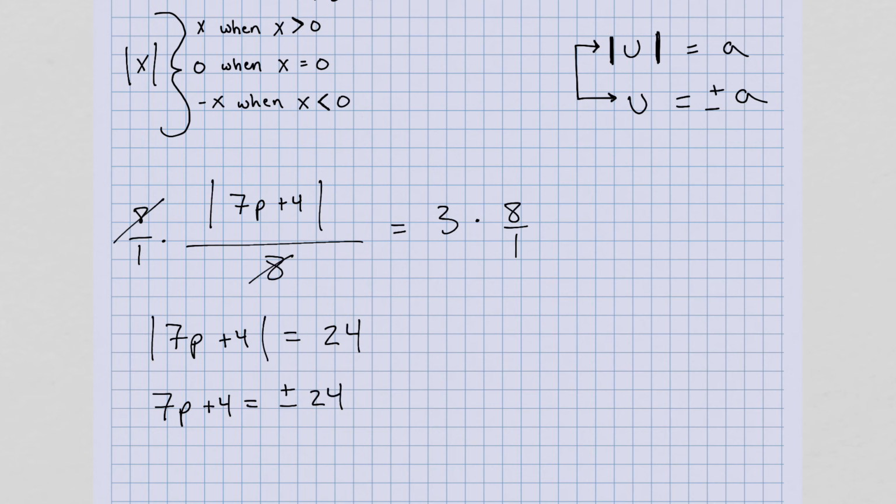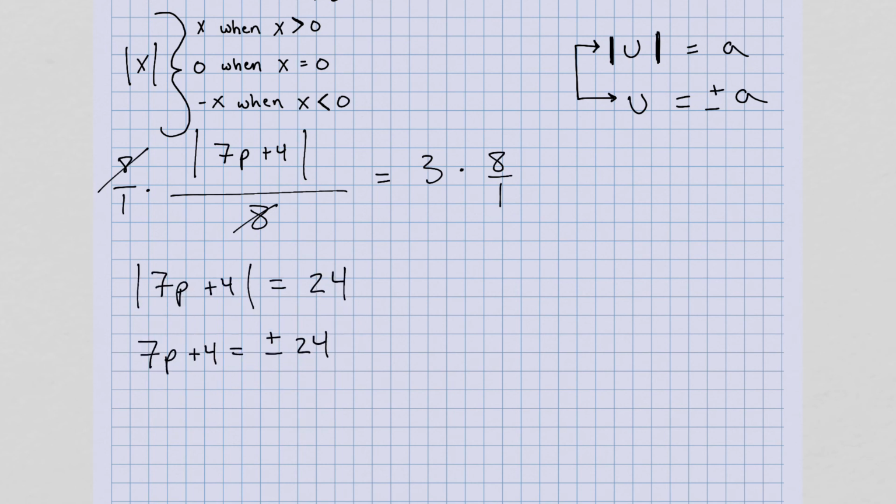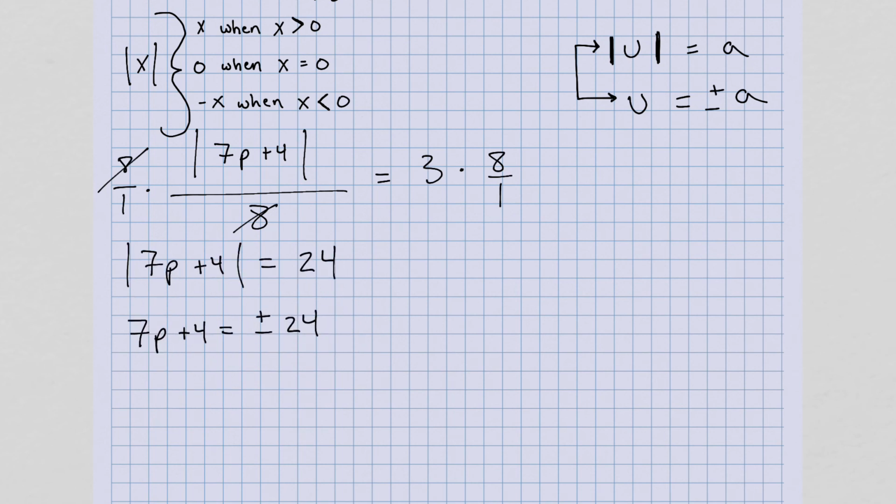Okay, what that means is, let me see if I can move some of this stuff around so I can come up with a little bit of space. What that means is that 7p plus 4 equals positive 24, or 7p plus 4 equals negative 24.